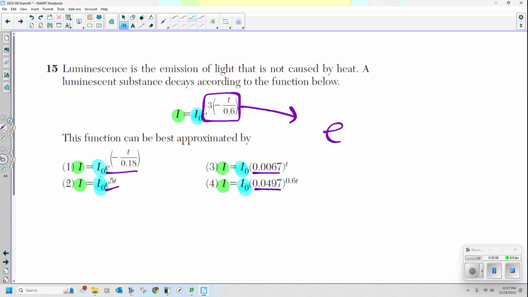I've got E to the 3 times negative t, in the calculator I want to use x, over 0.6. If I multiply that together, I get negative 3t over 0.6. What I'm now going to do, because in the calculator, notice that there's one more thing similar about all these problems: T.